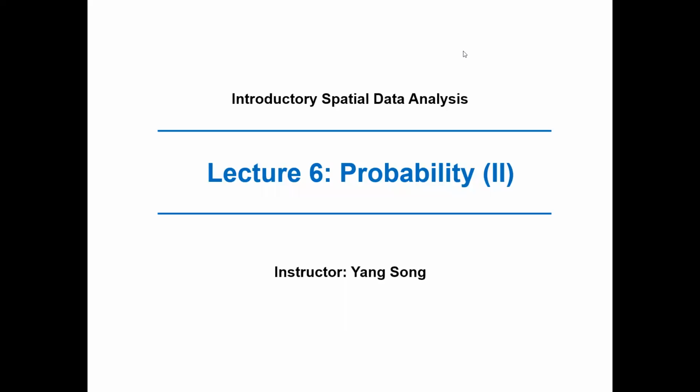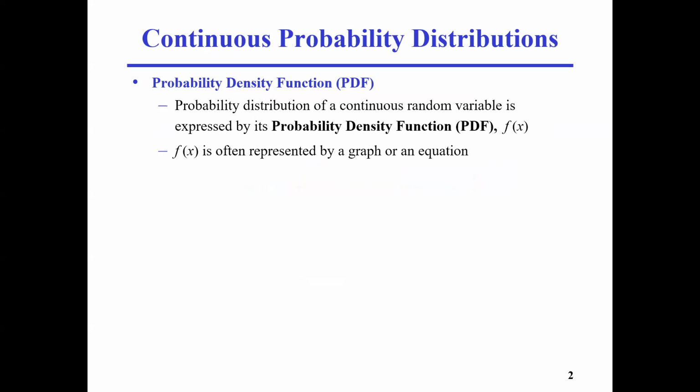In lecture 6, I'm going to introduce probability, part 2, the second part of probability. Specifically, we're going to discuss properties of continuous random variables and how to address the probability of them. Okay, so let's get started.